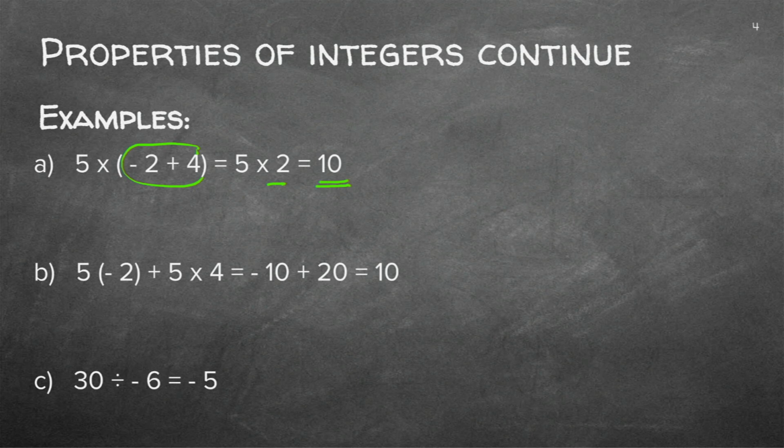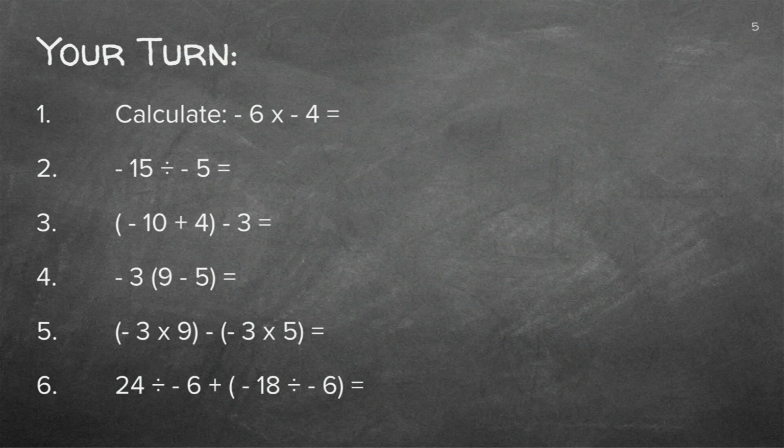Let's look at another example. 5 times -2 plus 5 times 4. So 5 times -2 will give us -10, and 5 times 4 is 20. So 20 minus 10 will give us 10. And in this example, 30 divided by -6, because it's a minus and a plus, will give us -5.